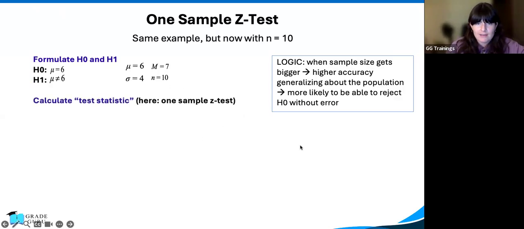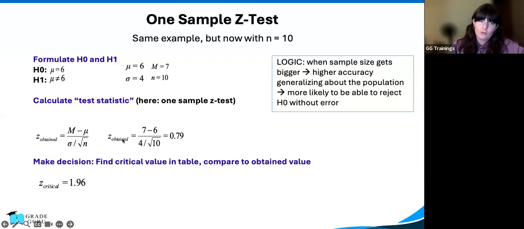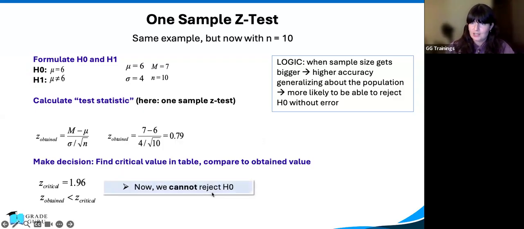We calculate our z value. Before we had a z value of 2.5, and now it's 0.79. Our critical value is 1.96, the same. But now when we compare them, our obtained value is smaller than the critical value, which means we do not reject H0. What this shows you is that when sample size decreases, it becomes harder to reject H0 because your standard error starts increasing. Does that make sense to everybody?